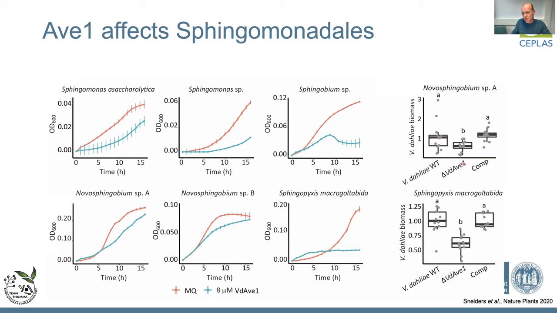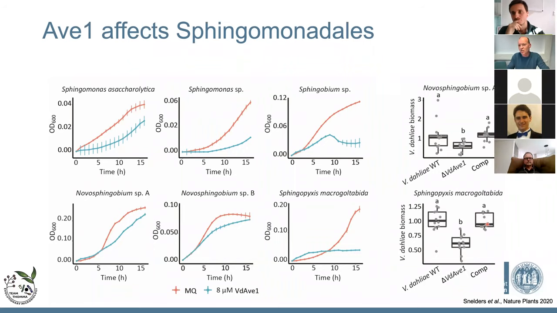And so what we then saw is when we delete AV1 from the genome of Verticillium, we see that in this in vitro assay, the fungus makes less biomass in the presence of some of these sphingomonads, so Novosphingobium here and Sphingopyxis. If we then reintroduce the gene and make a complementation, we also complement the compatibility of the fungus, and it is able again to compete with these bacteria and to make a wild type level of fungal biomass. So I guess this tells us that these sphingomonads are antagonists of Verticillium growth, and that Verticillium uses AV1 to basically target these antagonists.